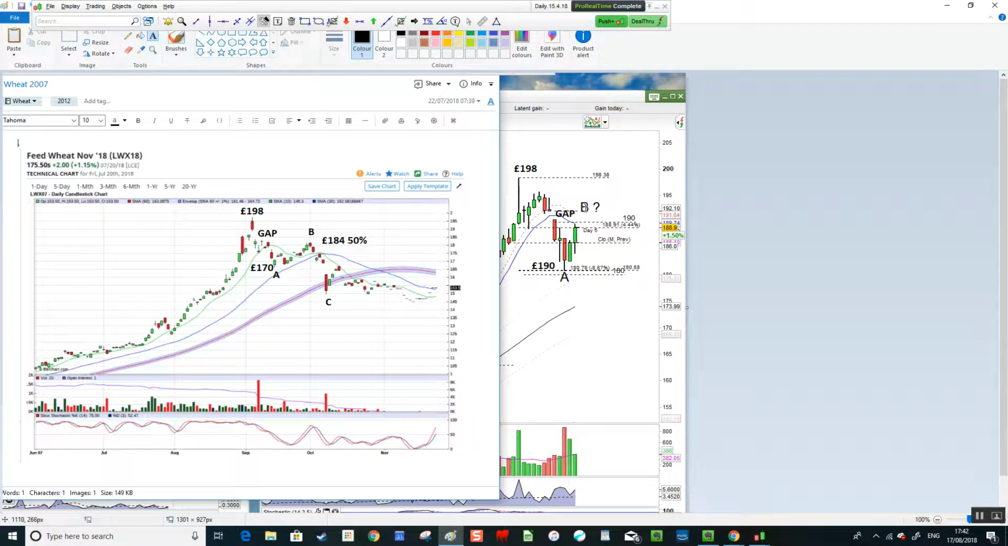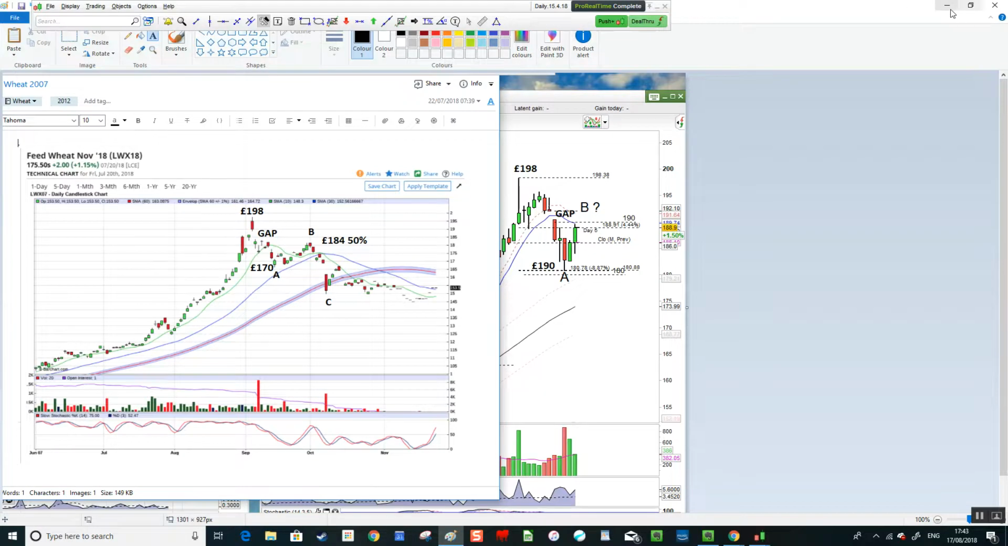B is where the importance is. At the moment, that came in 2007 at 184, and that was 50% of the move down. At the moment, the 50% line comes in around, I'll get this right, 188.90. And where do we close tonight? We closed at 188.90. So we've now got to see whether there's enough momentum for the market to go up and test this gap on Monday at 190, fill the gap, and then push on up.